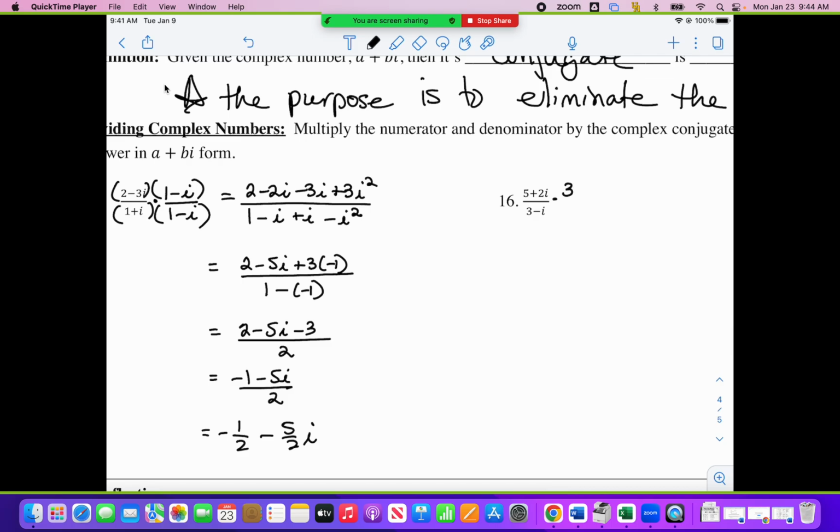All right, number 16. The conjugate is whatever you have in the bottom, with the opposite sign. So if I have 3 minus i, its conjugate is 3 plus i. I don't change the sign of the 3. I'm just changing the sign in between, okay? All right, I'm going to pause now, let you FOIL the numerator, FOIL the denominator, and simplify the whole way. Look at number 15 as your model or your guide.